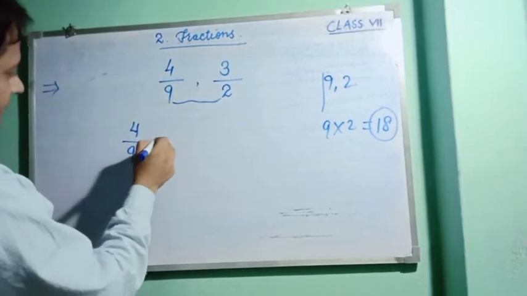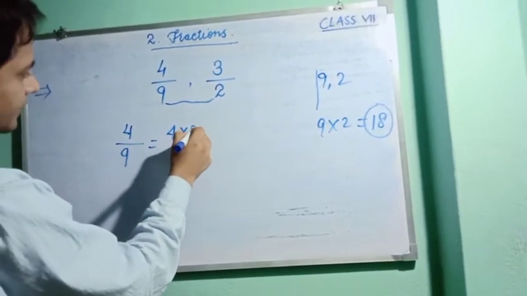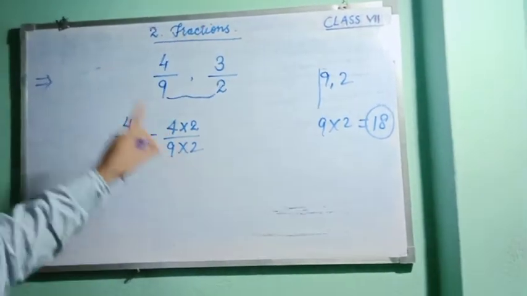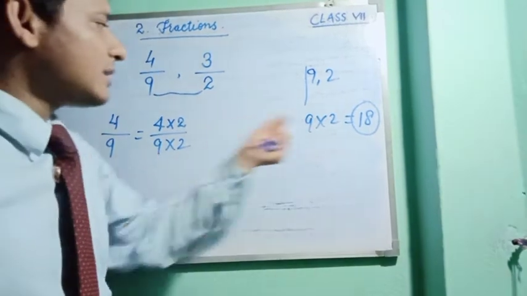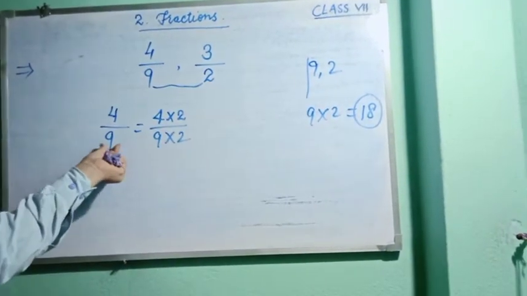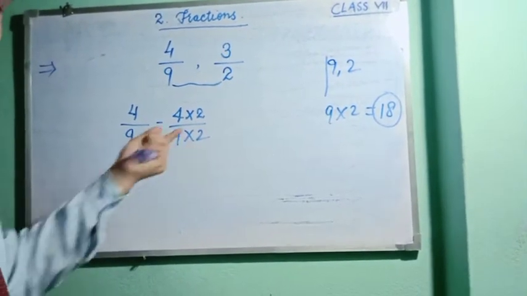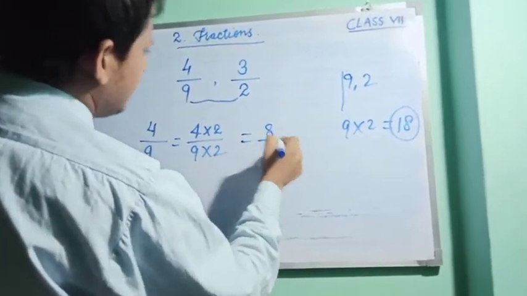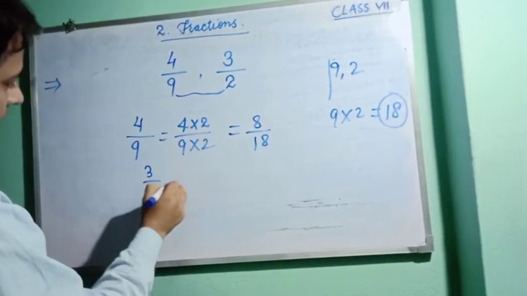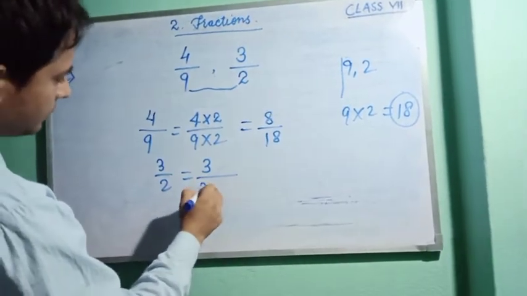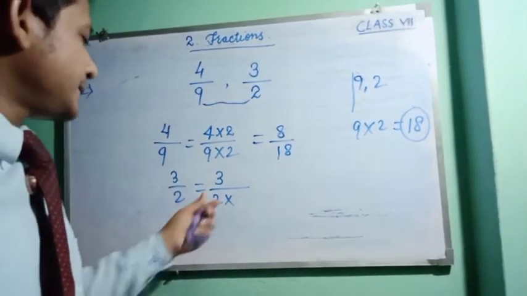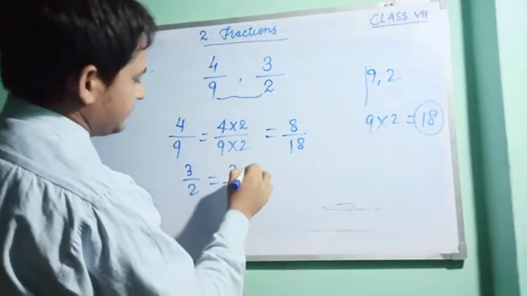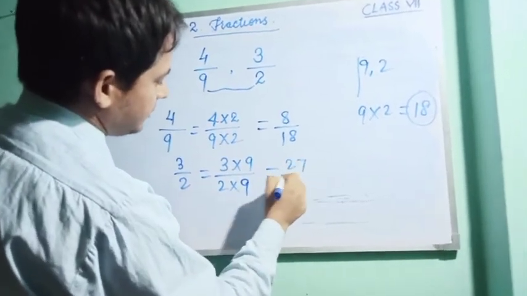4 by 9 can be written as 4 multiplied by 2 over 9 multiplied by 2. Why multiply by 2? Because 9 needs to become 18, and we have to make each fraction have denominator 18. If you multiply 9 by 2 it becomes 18, and we also multiply the numerator by 2. This is 8 by 18. Now for 3 by 2, it can be written as 3 multiplied by 9 over 2 multiplied by 9, because 2 times 9 becomes 18. This is 27 upon 18.